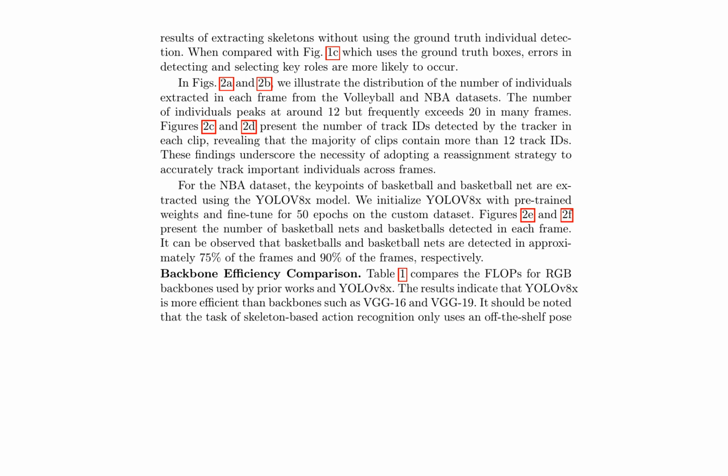The task of skeleton-based action recognition only uses an off-the-shelf pose estimator, emphasizing the need for efficient backbone models. The paper's findings underscore the necessity of developing effective strategies for detecting and tracking key roles in team sports, particularly when dealing with large numbers of individuals and complex scenes. The proposed approach contributes to the advancement of action recognition in sports videos, providing insights into the challenges and opportunities presented by this research area.